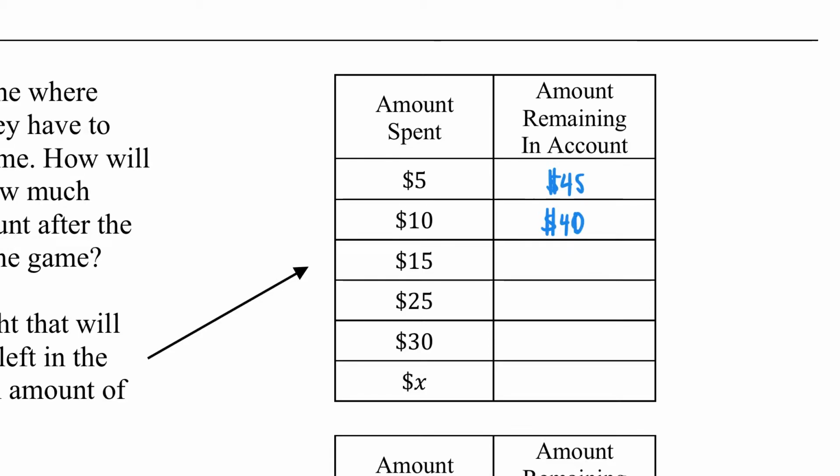Okay, how about if we spent $15? You're going to do 50 minus 15. That would give you 35. If you spend $25, 50 minus 25 would give you 25. If you spent 30 and subtract that, you would have 20, right? 50 minus 30 is 20. So here's where it starts to get interesting.